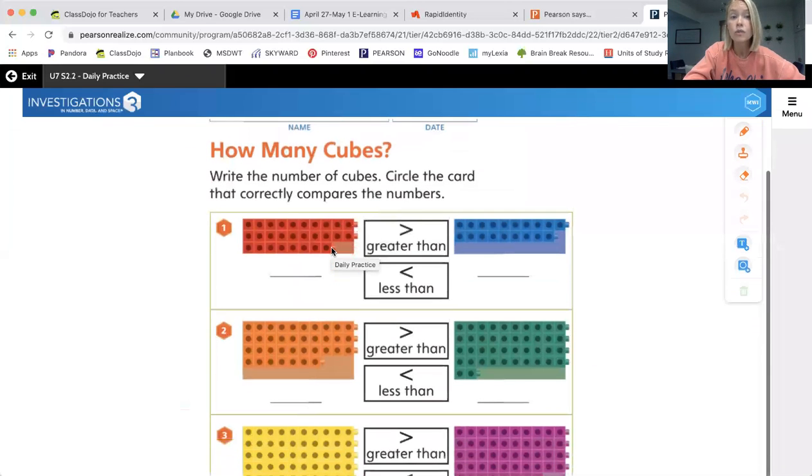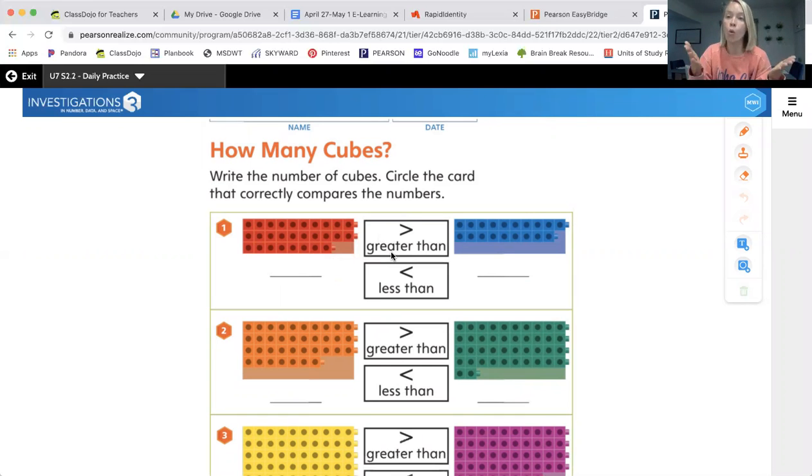All right, so now we're going to talk about the words greater than and less than. So when we talk about the word greater, we're talking about bigger, more.